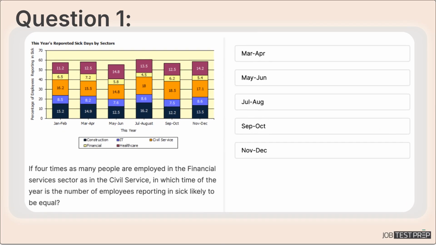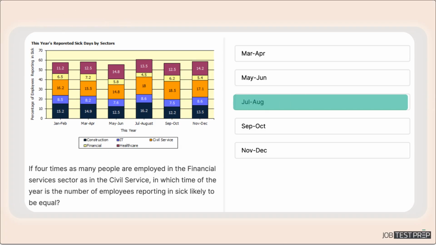The question asks when the number of employees reporting sick in the financial and civil service sectors would be equal if the financial sector employs 4 times as many people. Based on the percentages, this occurs when 4.5%, the percent of sick leave in finance, is multiplied by 4, thus getting 18%, matching the civil service's 18% rate. Making the correct answer C, July to August.